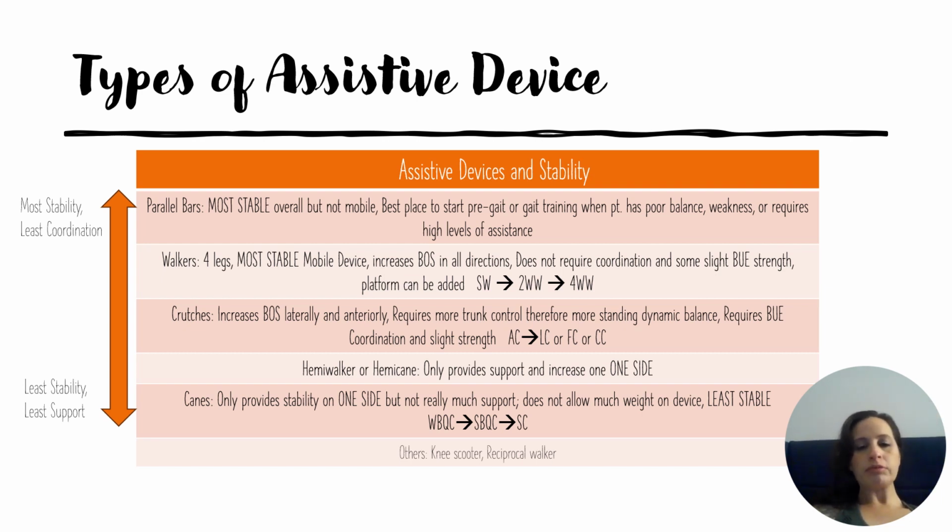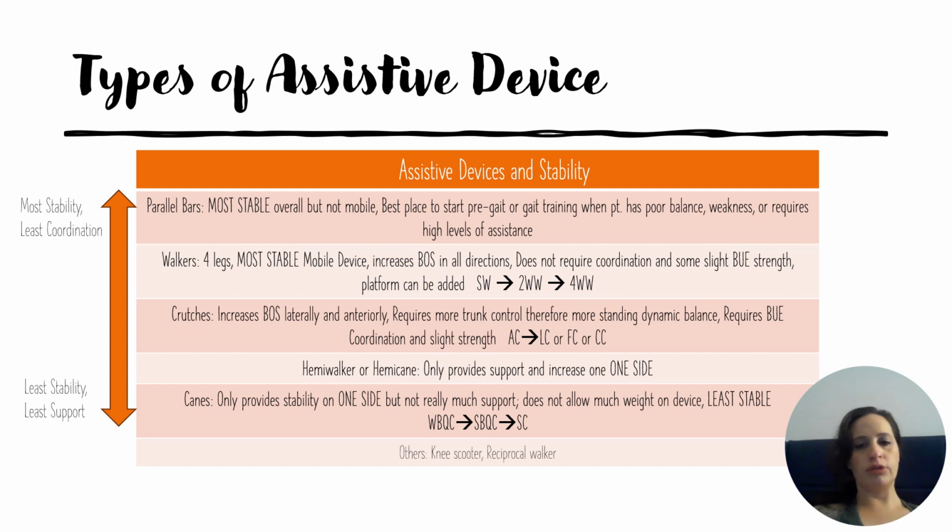It is the best place to start a lot of times your pre-gait training or your gait training tasks when your patient requires a lot of assistance, a lot of tactile cues, a lot of positioning, a lot of handling is what I meant to say. Because they can hold on, be sturdy. You can throw a chair in there in the back if they need to sit down. You can be in the front.